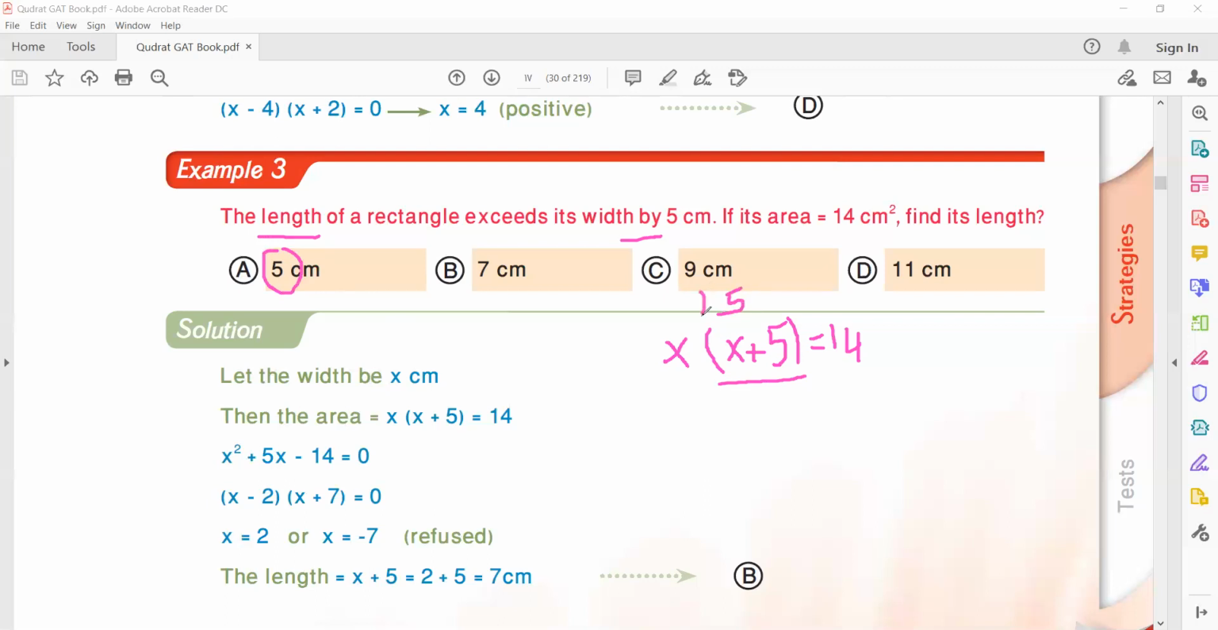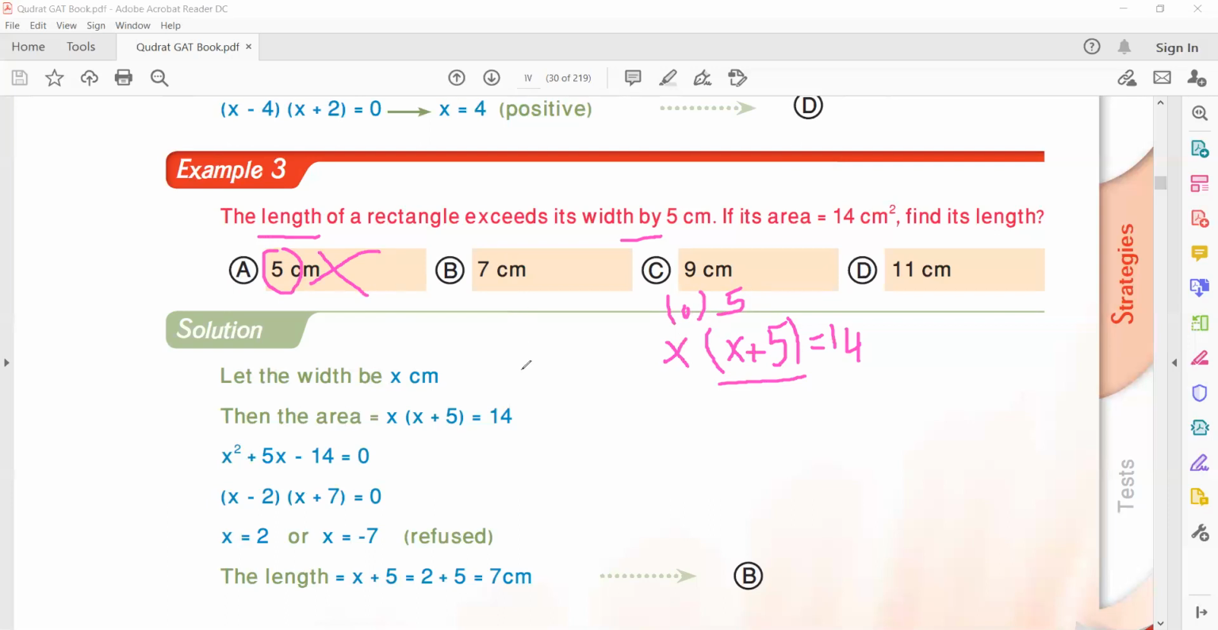What about the x here? X here, because 5 minus 5 equals 0. 0 times 5 is not equal to 14. So the first one is wrong.